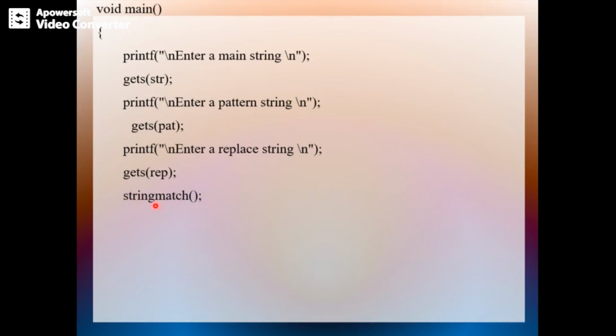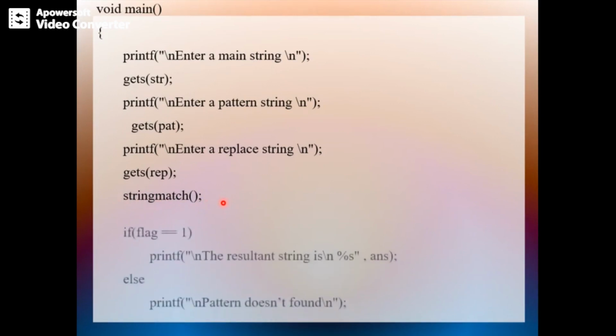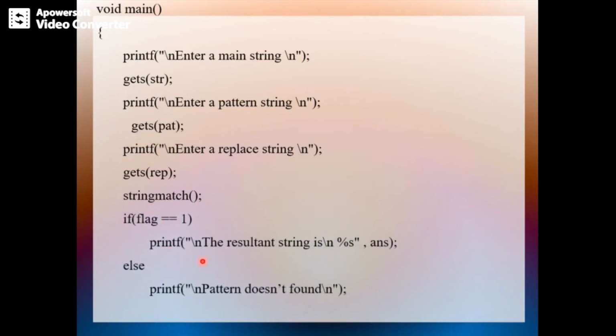Because this string match is not returning anything, how will we come to know? Because of the flag variable. If the flag variable is 1, it means that the pattern is found. So the resultant string is stored in the answer string. So the answer string gets printed with the replacement. Suppose the flag is not set, you have not found the pattern at all. In that case, you tell the user the pattern is not found. End of main. Close the main with the bracket.